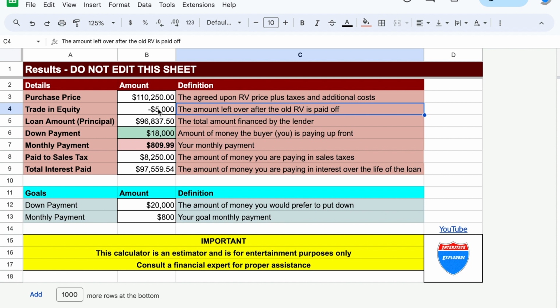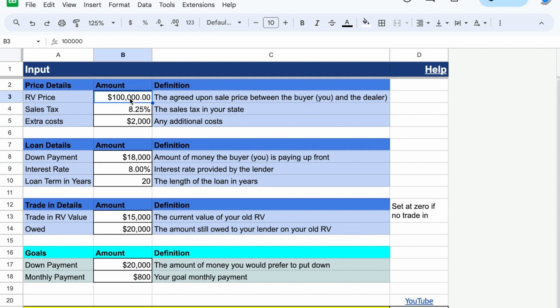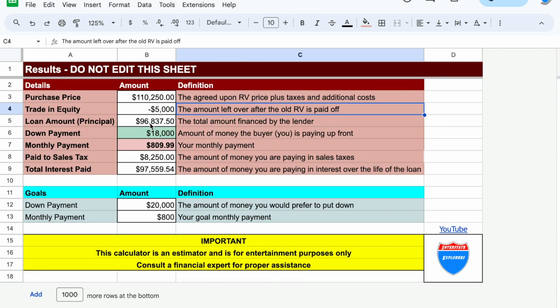So what's going to happen is that they're going to wrap that negative $5,000. They're going to add that to our RV price of $100,000. They're going to add the sales tax. They're going to add the extra costs. They're going to take that big number. They're going to subtract it by $18,000. And they're going to come up with the loan amount, which is also referred to as the principal. So that's going to get us $96,837.50, which is the total amount that's going to be financed by the lender.